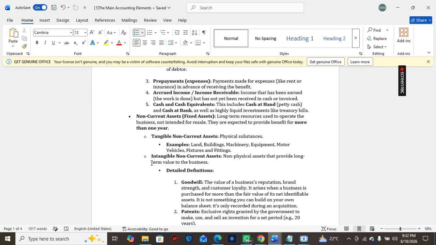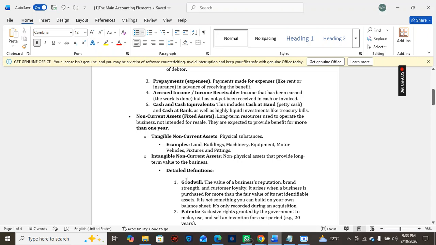Any questions? Okay, now there are the intangible non-current assets. These are not physical. So the first one is goodwill.